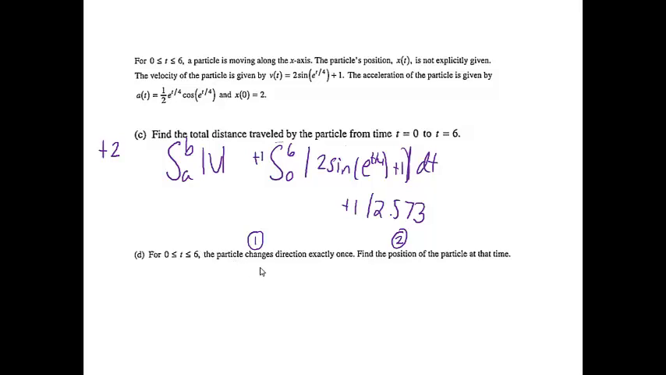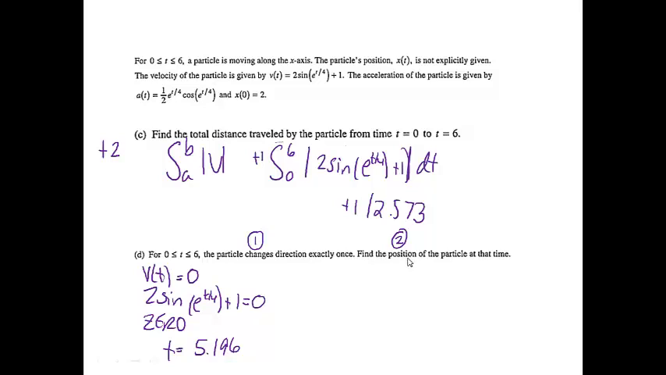All right, first of all, if the particle is going to change direction, the velocity will change from positive to negative, which means at some point the velocity would have to equal 0. So I know that I need to set the velocity equal to 0. And when I do that, I'll have 2 sin(e^(t/4)) + 1 equals 0. And since I get to use my calculator, I am going to make use of the zero feature of my calculator. And when I do that, I'm going to get t equals 5.196.